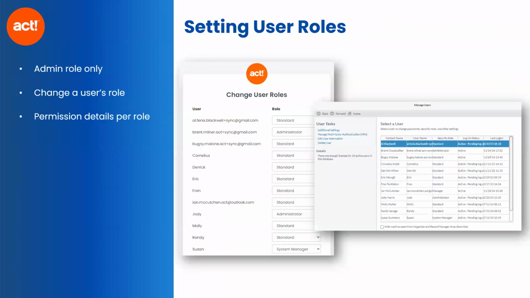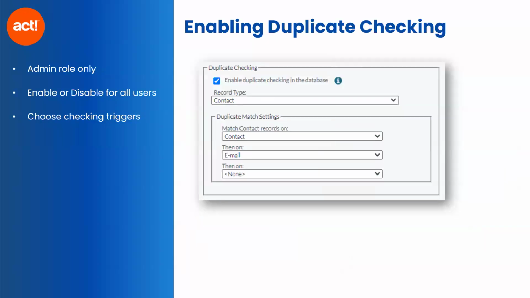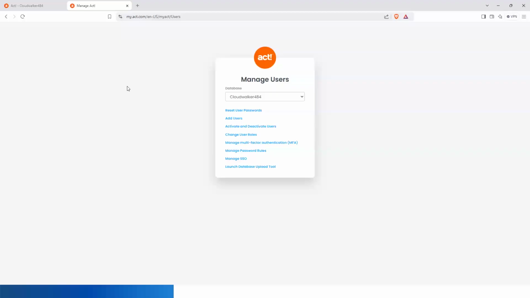So that's multi-factor authentication. Next, I want to show you how to set up duplicate checking in Act. This is a question that I get all the time. How do I prevent my team from creating multiple records for the same contact, for the same company, over and over, whatever that record type is? You can set up duplicate checking, and this is something that administrators can do, not managers.